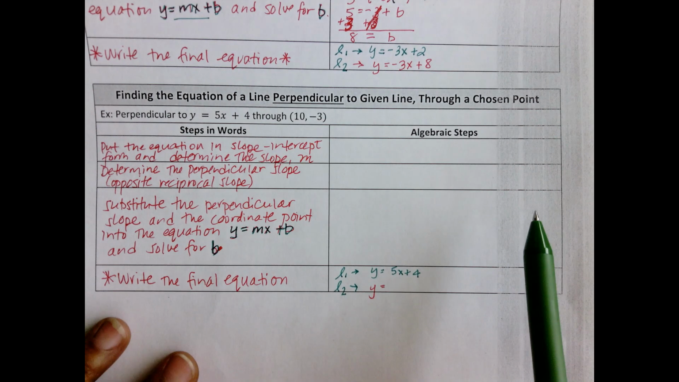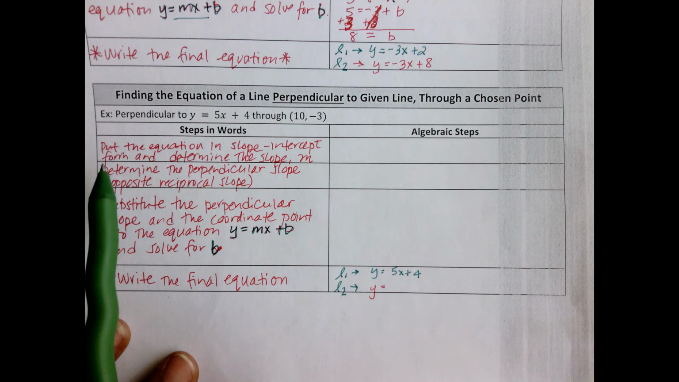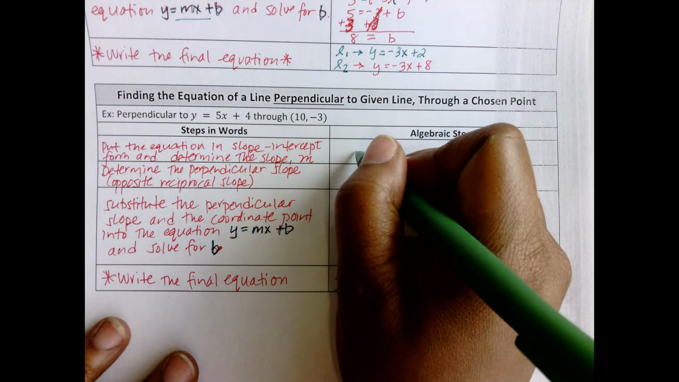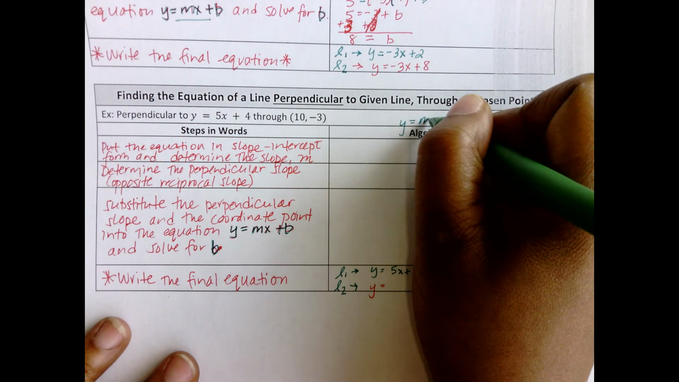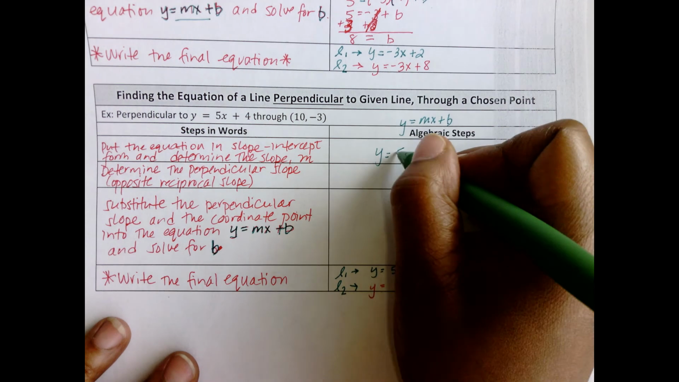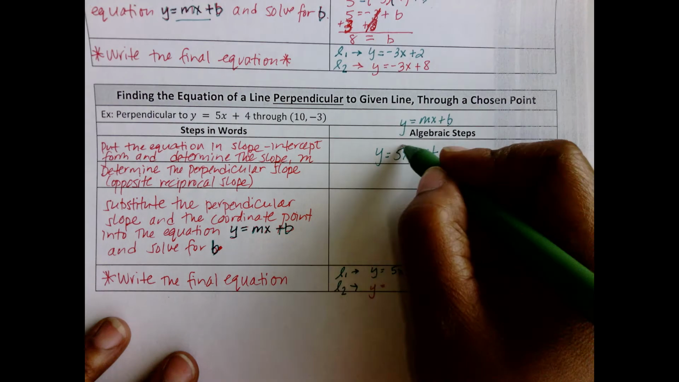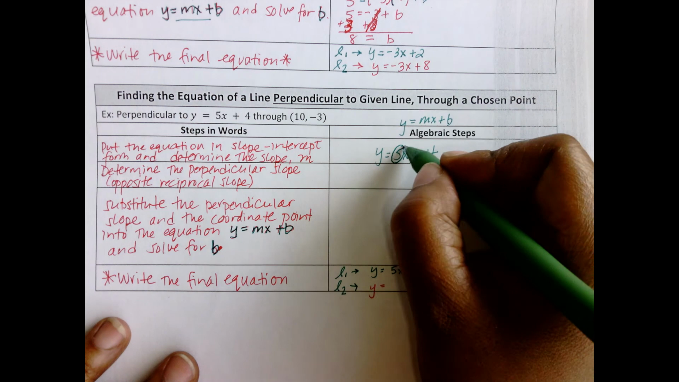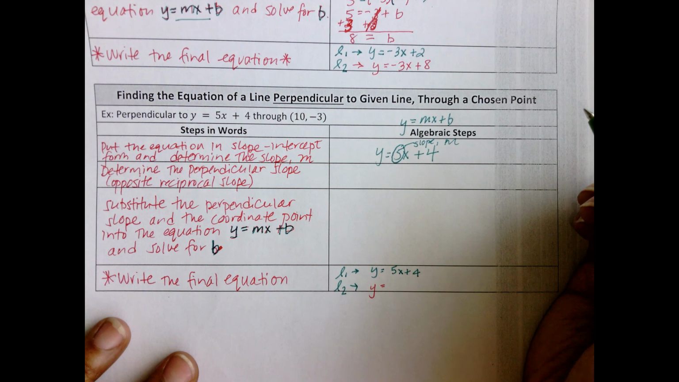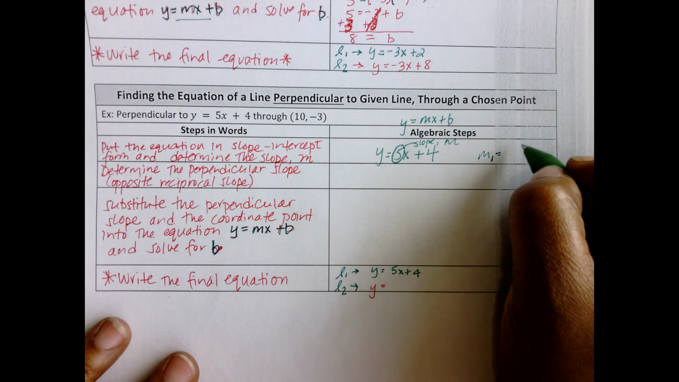The first thing is very much like finding the equation of a line parallel, except for probably one difference. We're going to put that equation into slope-intercept form. Again, we know slope-intercept form is y equals mx plus b. So I'm going to do that here: y equals 5x plus 4. I'm essentially just rewriting this. This here is going to be my slope, or m. So the slope of the first line is equal to 5.